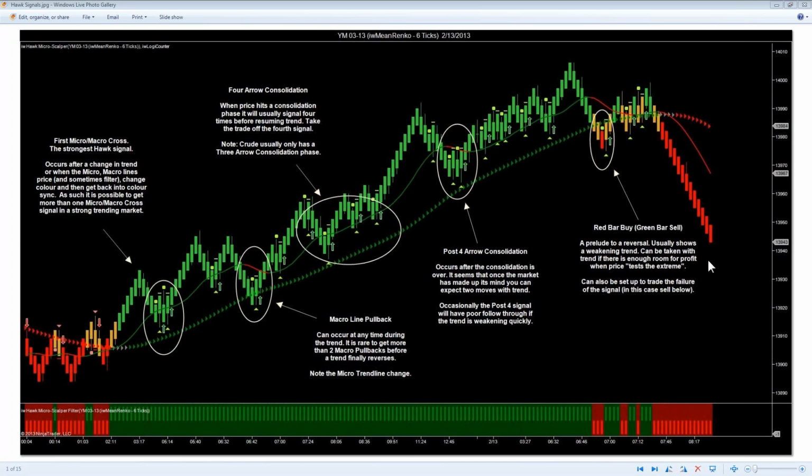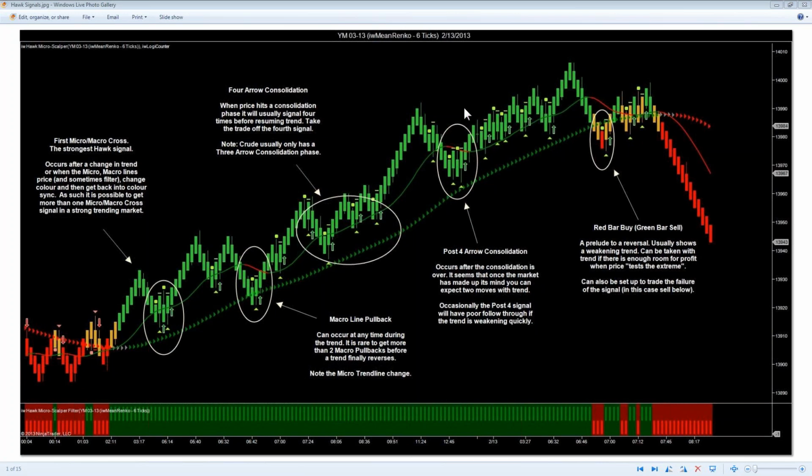What we're looking for are things like the first micro macro cross, the macro pullback signal, the four arrow consolidation signal, the post consolidation signal, and then we've got our red bar buys and green bar sells that tend to develop near the end of the trend.